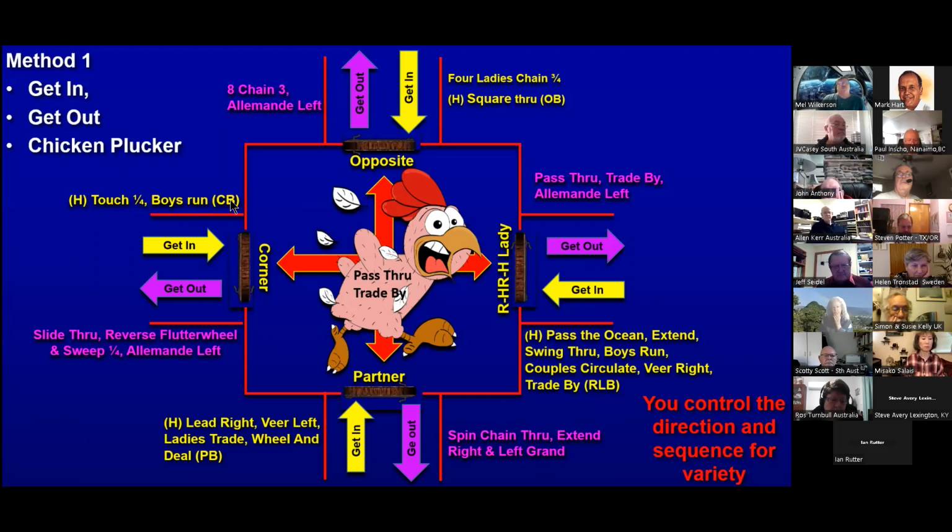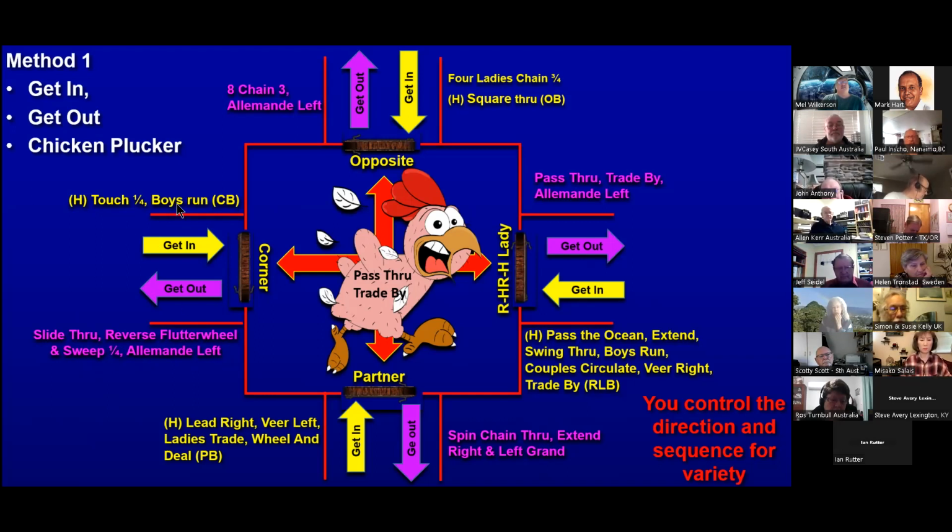Touch a quarter, boys run, or square through, or anything like that. I can call isolated site, or I can call a module, or I can call a get-out. Touch a quarter, boys run, I'm into a corner box, swing through, boys run, Ferris wheel, centers pass through. I've now done a zero module. And then I could call a get-out, either Alaman left or, as I've chosen here, slide through, reverse flutter wheel, sweep a quarter, Alaman left. So I've got a get-in and a get-out.